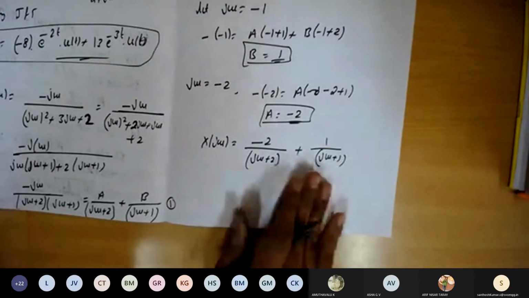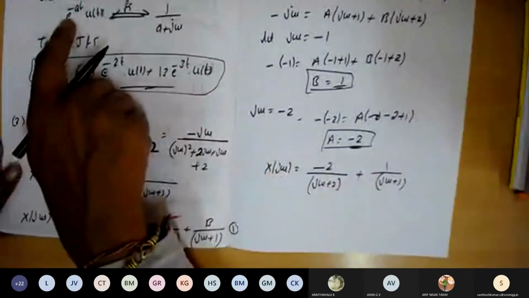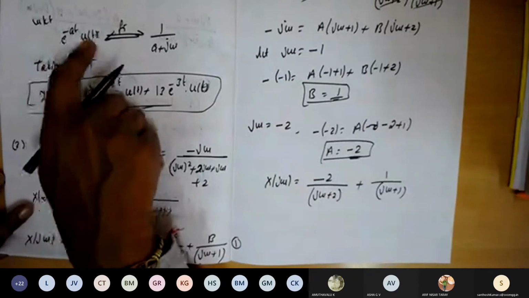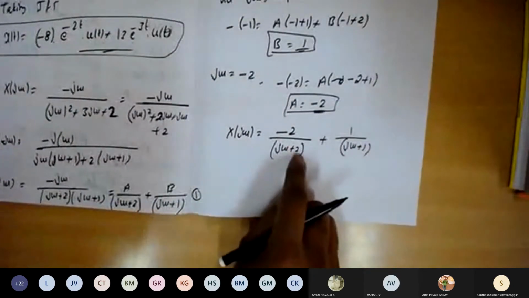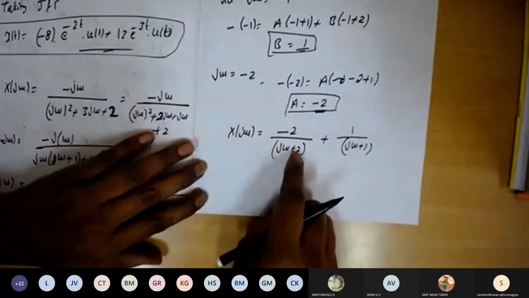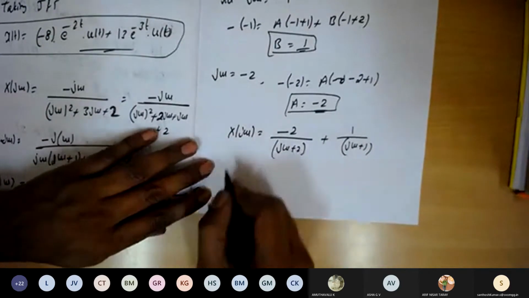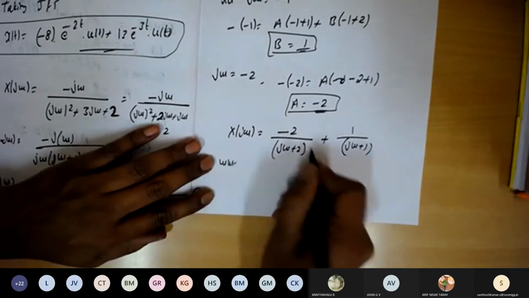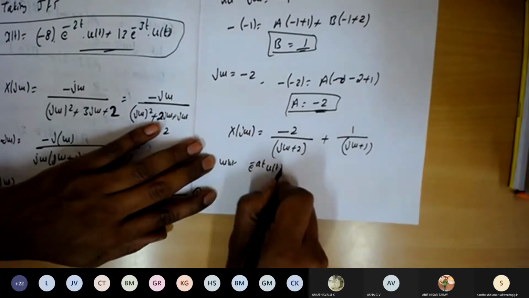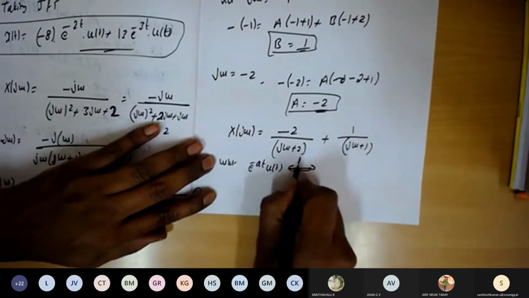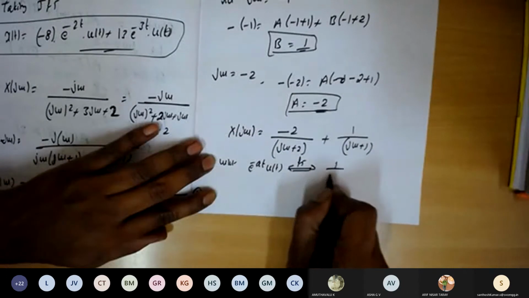Now, similar to the previous one, we have the Fourier transform of e to the power of minus a t into u of t, which is nothing but 1 divided by a plus j omega. So by using that, if I take the inverse Fourier transform, we'll get the corresponding x of t. We know that e to the power of minus a t into u of t, the Fourier transform is 1 divided by a plus j omega.